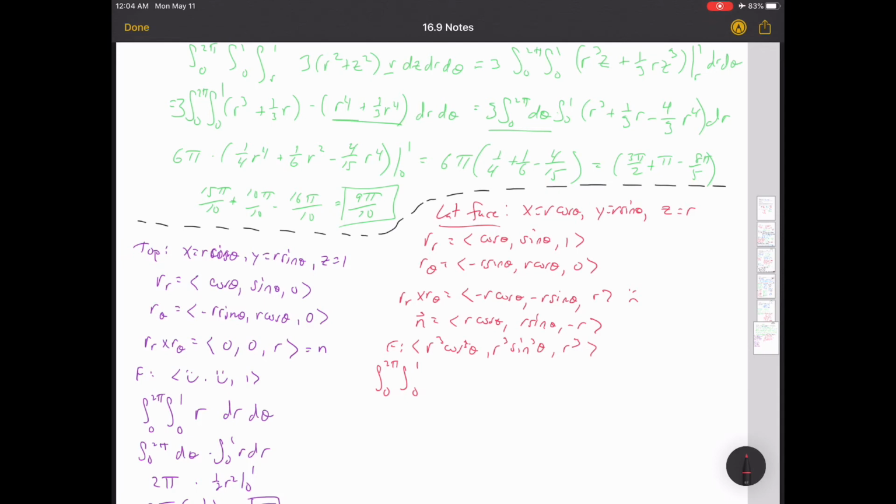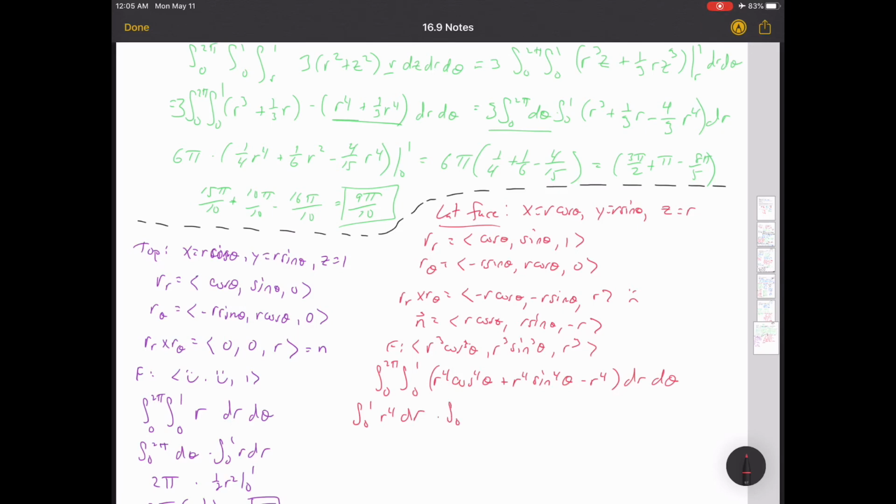So we're going to have, dotting these, r to the fourth cosine to the fourth of theta plus r to the fourth sine to the fourth of theta minus r to the fourth dr d theta. The nice thing is we still can separate the r's and the thetas because I have r to the fourth in common. I can pull the r to the fourth out. So we are going to have an integral from 0 to 1 of r to the fourth dr. Believe it or not, that will be the much easier part.